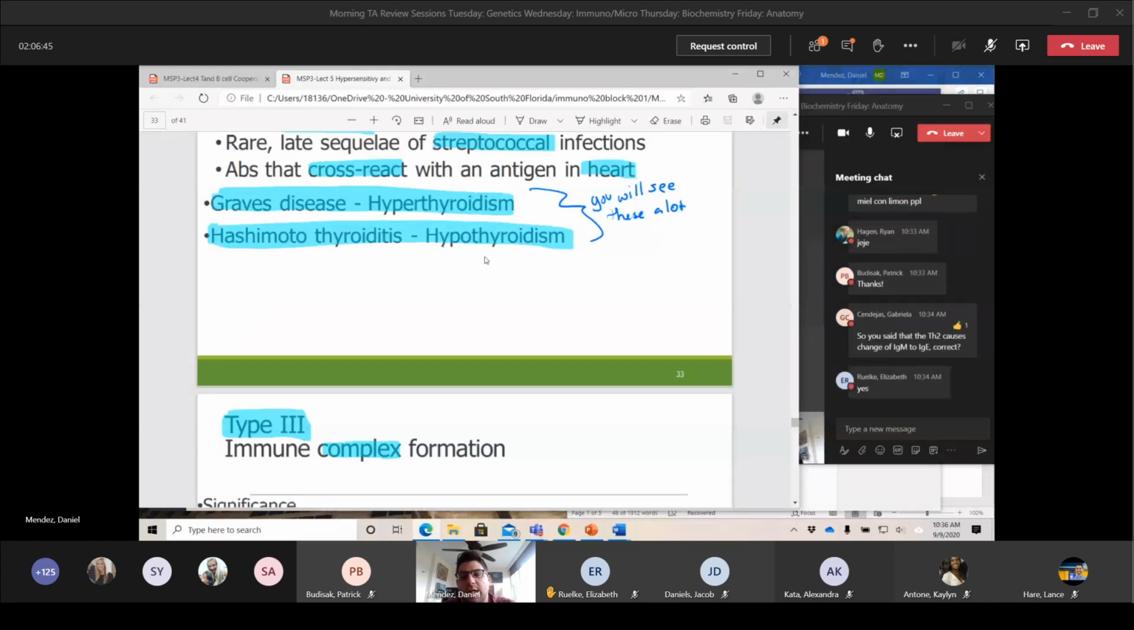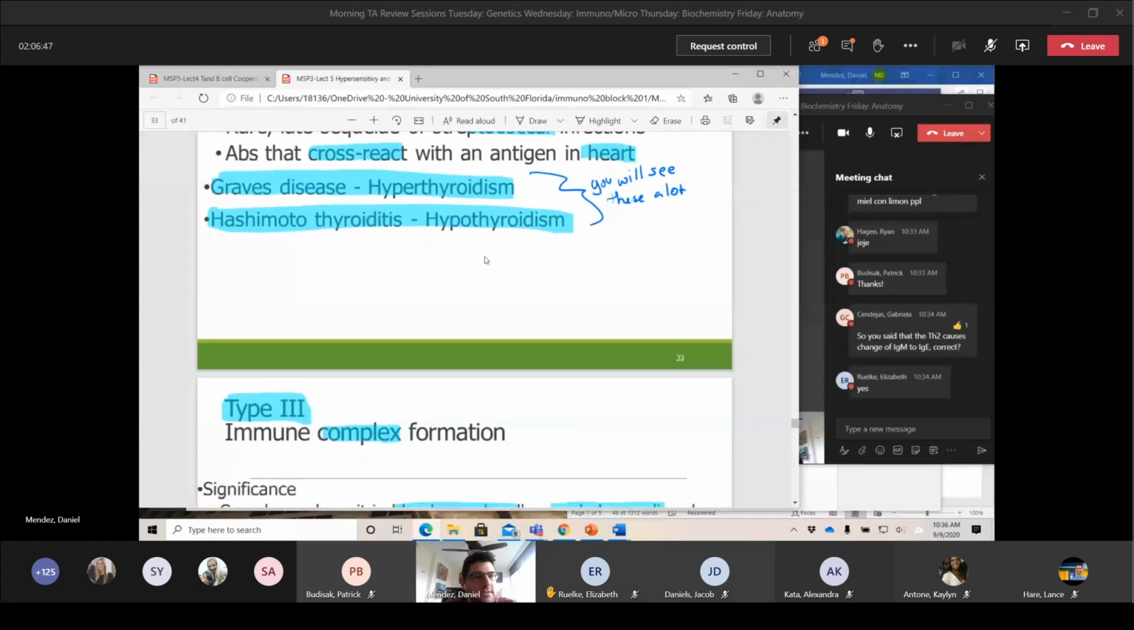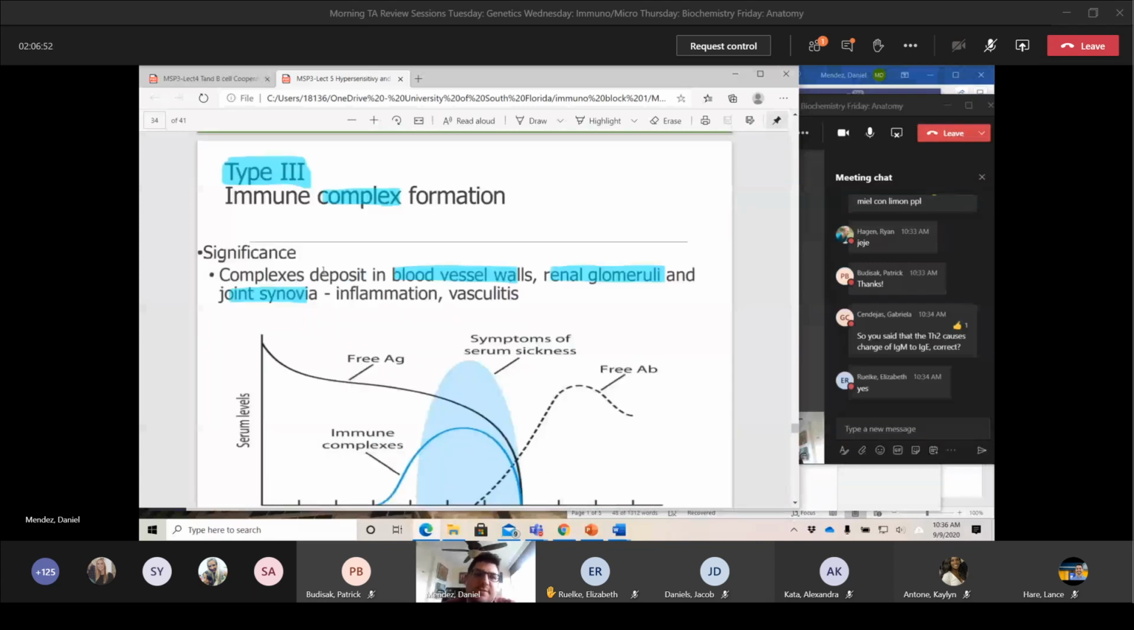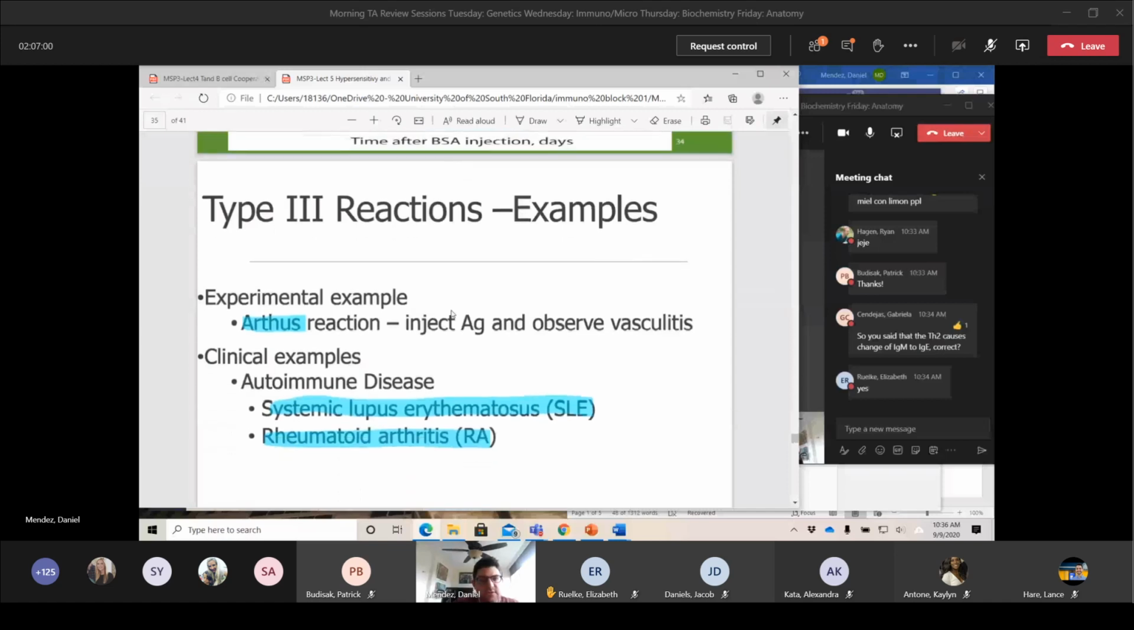You're going to go into it a lot in your other classes. So type 3 is going to be your immune complexes. The complexes deposit in the vessel walls and the kidney or in joints, and you can get inflammation there.